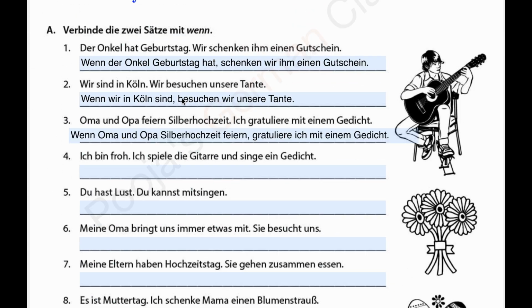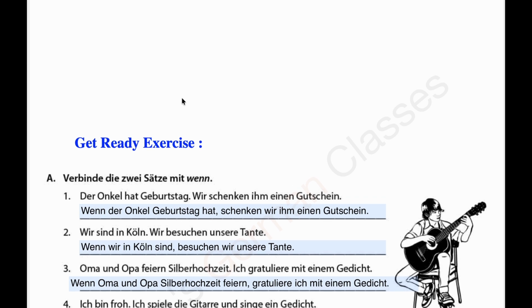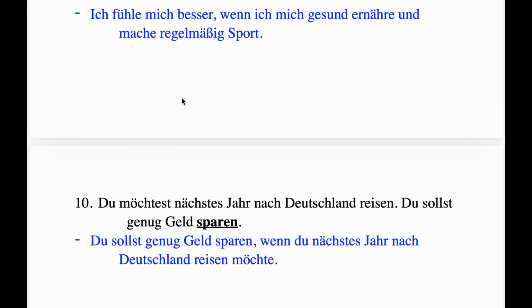So that is all about when. If you still have any doubt, you can write it in the comment section.